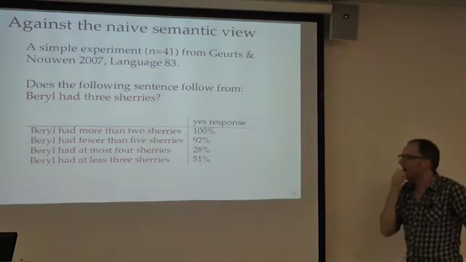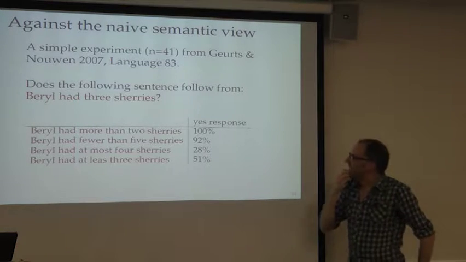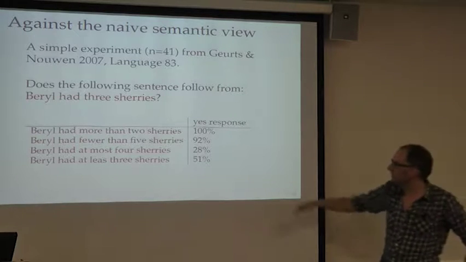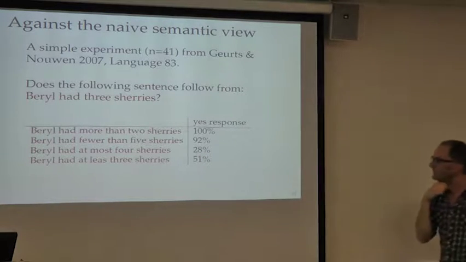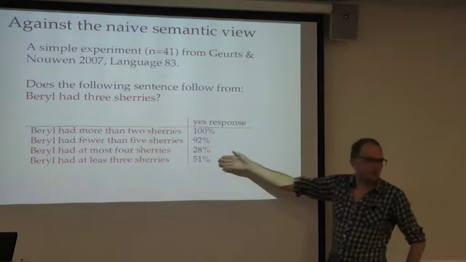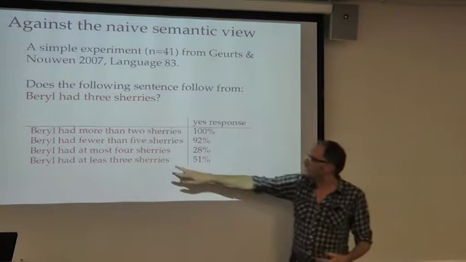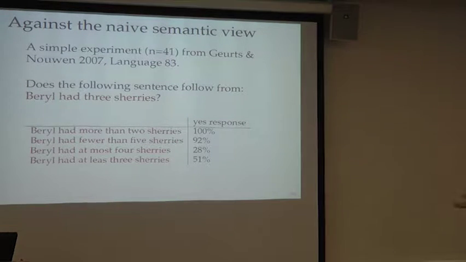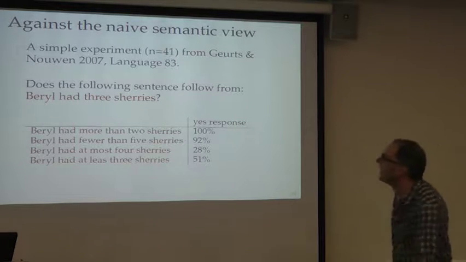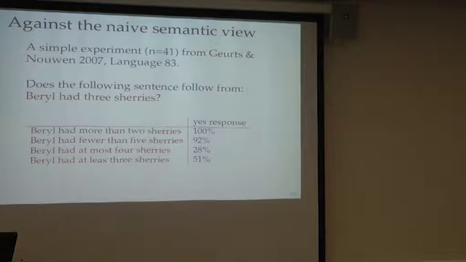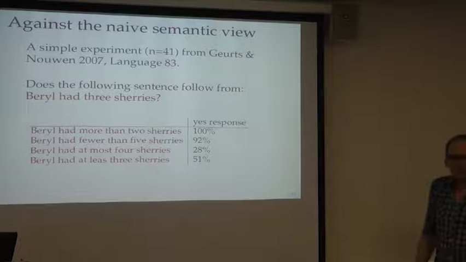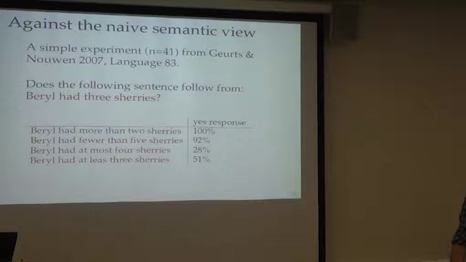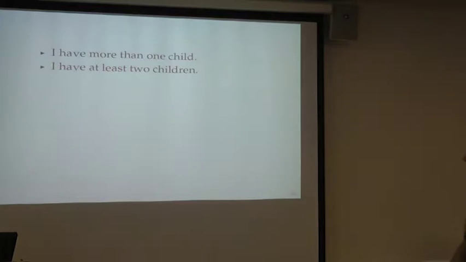But I propose to ignore it for now. The interesting stuff happens here. Did Beryl have at most four sherries? And people are very reluctant to accept this. Did Beryl have at least three sherries? There you get sort of chance level response. Well, it should be clear that these superlative forms behave completely differently from these comparative forms, right? And you might have the same intuition if you were a subject in this simple experiment. So clearly it makes you doubt this hypothesis that these superlative and these comparative modified numerals are somehow equivalent semantically, because when you use them in an experiment, they give completely different results.